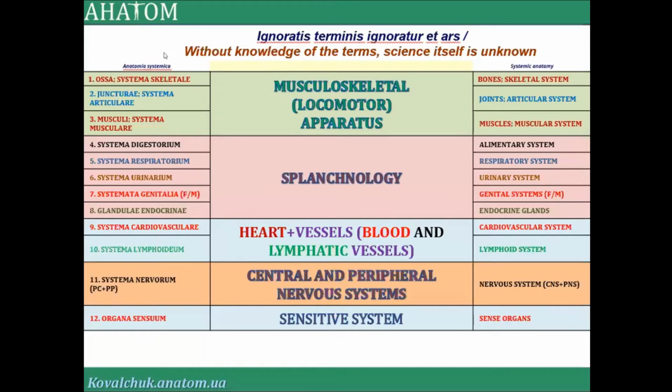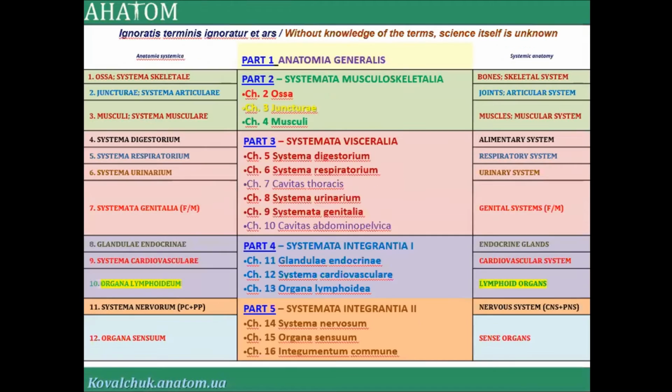This classification was used for a long time, more than 20 years, but in the last years in human anatomy terminology there are 5 biggest parts. The first part is general anatomy, with general terms, general regions, and others. The second part is the musculoskeletal system or locomotor apparatus. It's 3 systems together: bones, joints, and muscles.